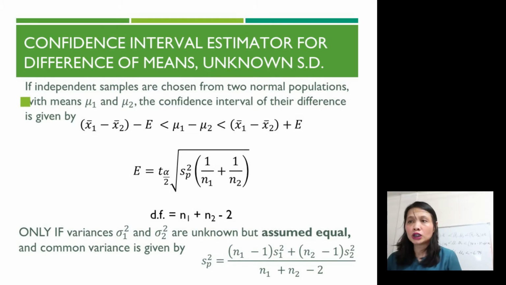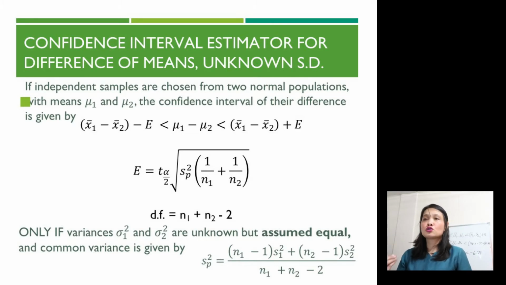if independent samples are chosen from two normal populations with means mu sub 1 and mu sub 2, the confidence interval of their difference is given by, same thing: mu sub 1 minus mu sub 2 greater than sample mean sub 1 minus sample mean sub 2 minus the margin of error, but less than sample mean sub 1 minus sample mean sub 2 plus the margin of error. So how do we solve for the margin of error? E is equal to T alpha over 2.